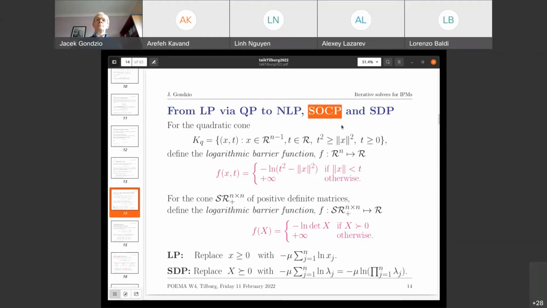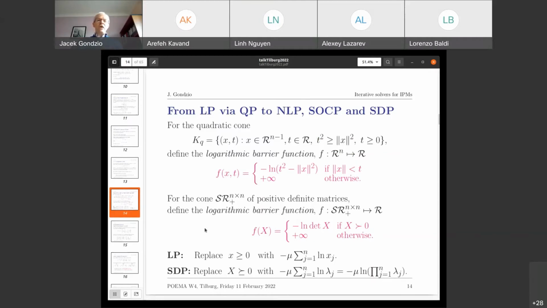So, for example, in second-order cone programming, when we write the quadratic cone and we have this inequality that needs to be satisfied, then to force this inequality to be satisfied, we will use the logarithmic penalty on the non-negative term, which you can see in this inequality. So we will ask for the use of the following logarithmic barrier function, which is the logarithm of t squared minus the norm of x squared.